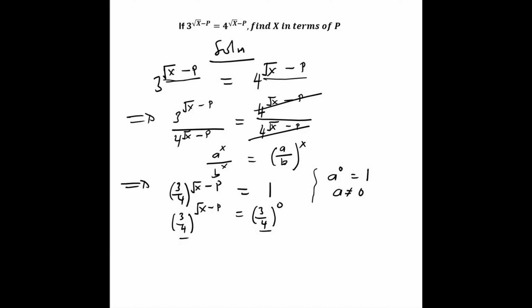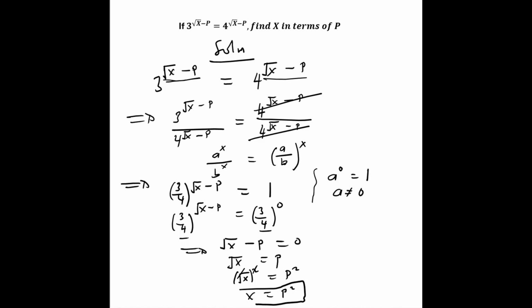So here we have the same base on both sides. And if that's the case, it means that our powers will be equal, right? So which means root x minus p will be equal to 0. And if root x minus p equals 0, it means that root x is equal to p, right? If you square both sides, you have root x all squared, so that this square will cancel this square root and you have p squared on this side, right? Which means our x will be equal to p squared.